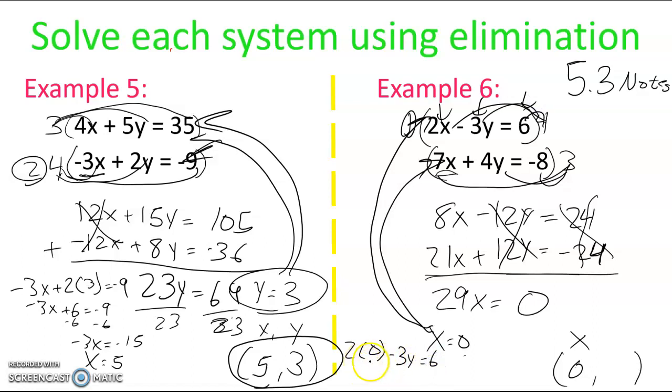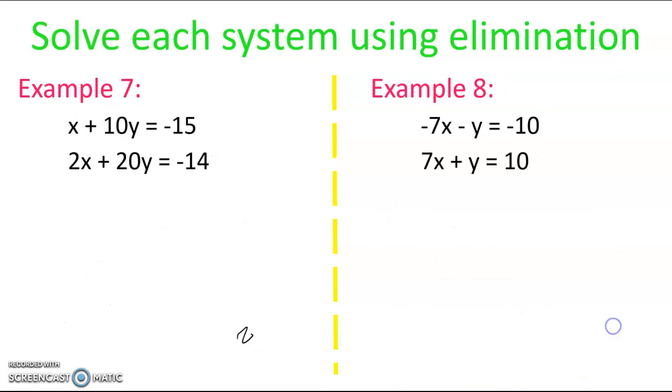Then I simplify this out. 2 times 0 is 0, so this cancels out, leaving me with just negative 3y is equal to 6. Divide by negative 3 on both sides, and I get y is equal to negative 2. And that right there is our final solution.